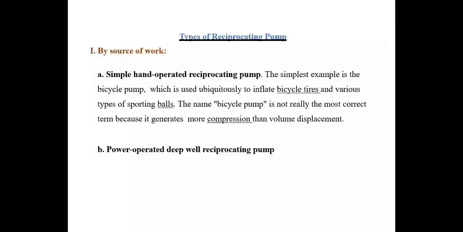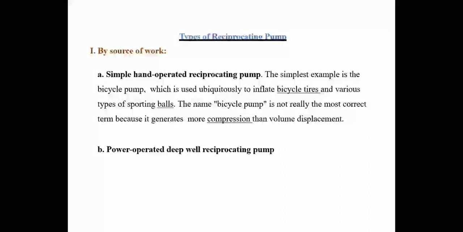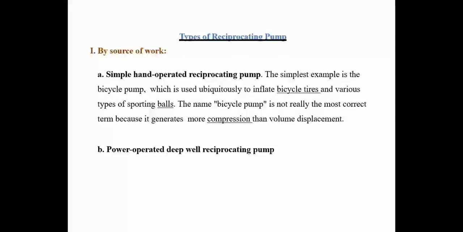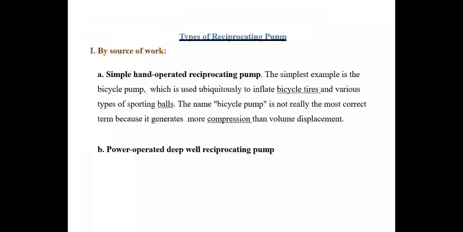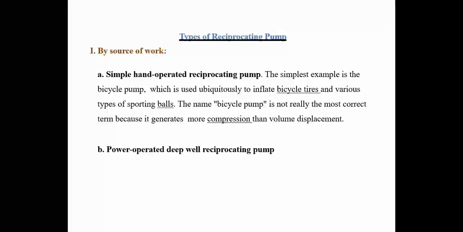Now there are different types of reciprocating pump. The major types are single hand operated reciprocating pump and power operated deep well reciprocating pump. This is based on the source of work. So there are hand operated and power operated. You may have seen the bicycle pumps. Okay, cycle pumps. So those are examples of hand operated reciprocating pumps. The same principle is used for water also. And power operated pumps are also available.